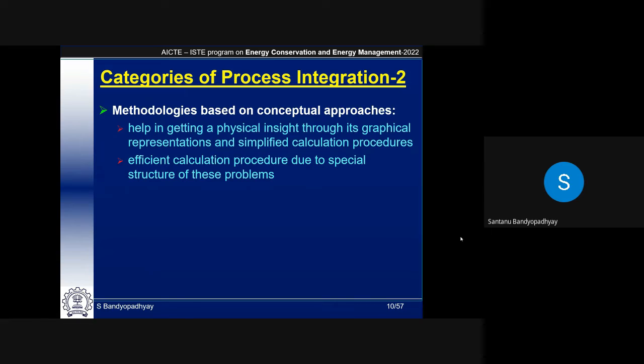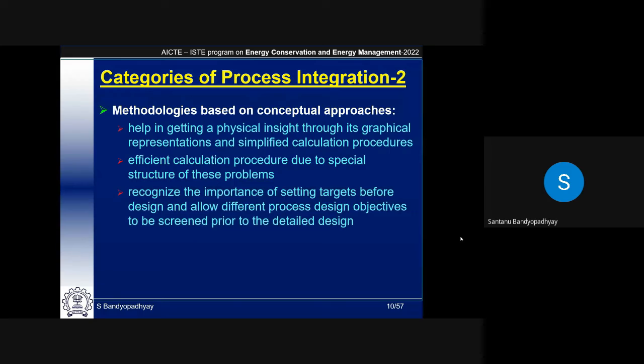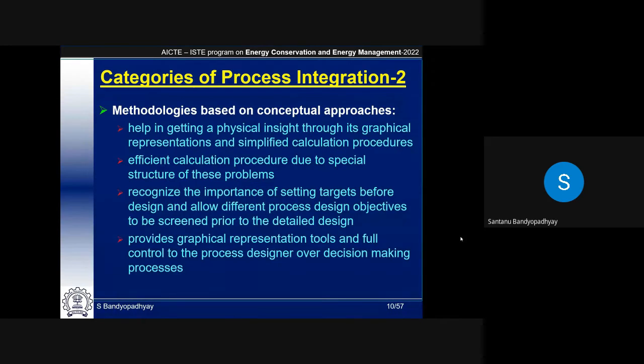Because it exploits the special structure, it can be very efficiently calculated. Okay. It recognizes the importance of setting the targets. I will come back to this maybe when we discuss more about the pinch analysis. And different process objectives can be screened. The graphical representation is extremely strong because you can view the problems and you can take appropriate actions.